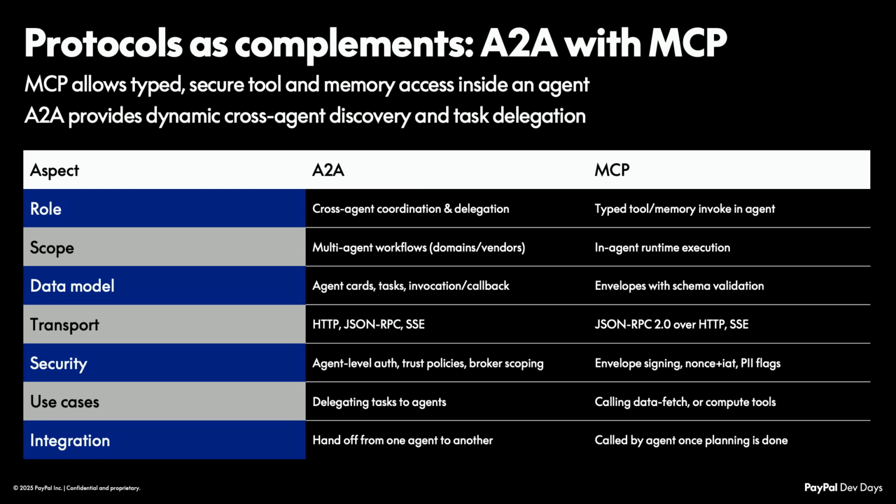The use case, as we talked about, is delegating the tasks to an agent. So that's usually the A2A protocol. And then with MCP, once you've assigned a task to the agent, how do you actually heavy lift your way through the last mile? That's where you have a data fetch or compute tool stack that sits right as a part of the MCP. On integration, again, you're handing off from one agent to another. That's basically the classic agent orchestration in A2A, as the name itself suggests. And then on the MCP side, this is called by the agent once the planning is done.